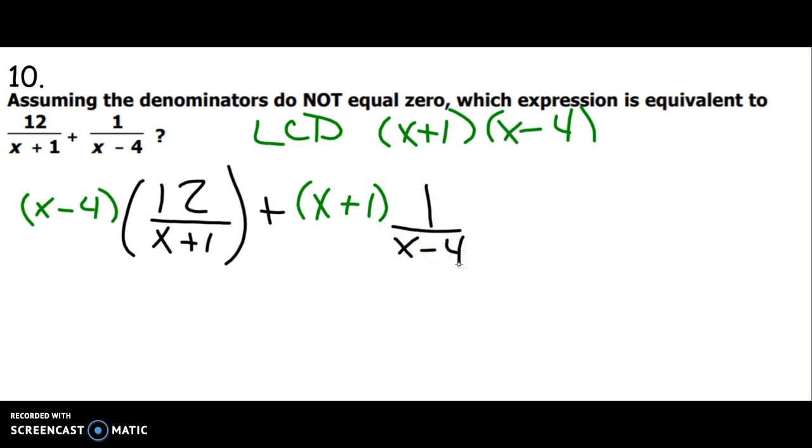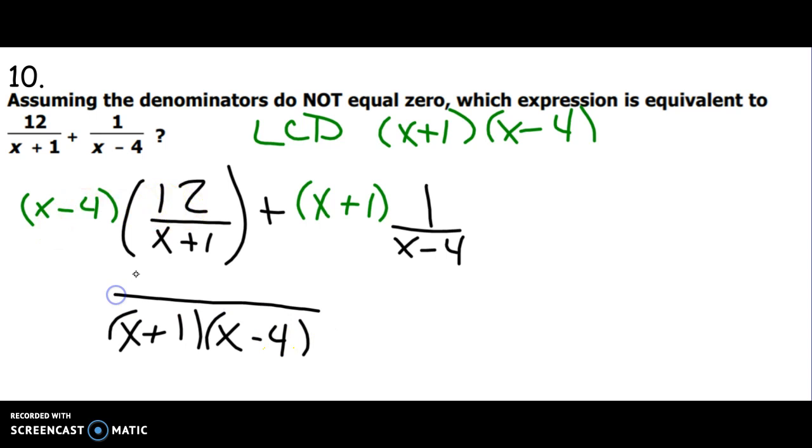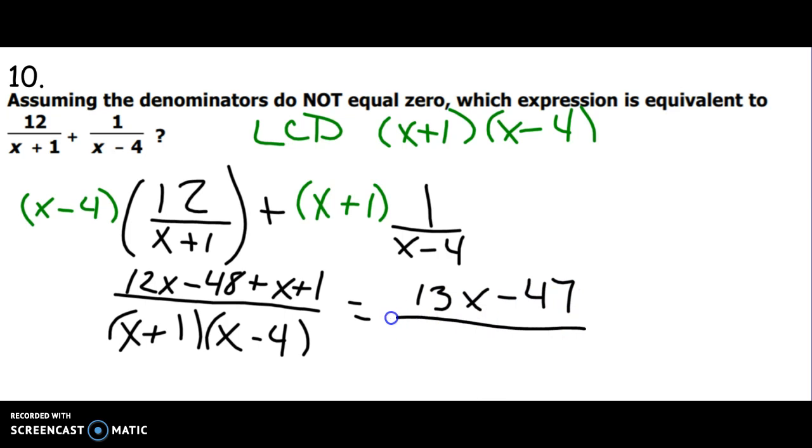Now we know that my common denominator is x plus 1 times x minus 4. What do I get here when I use my distributive property? 12x minus 48. Here I'm just multiplying by 1, so that's x plus 1. Combine my like terms, I have 13x minus 47 over my common denominator of x plus 1 and x minus 4.